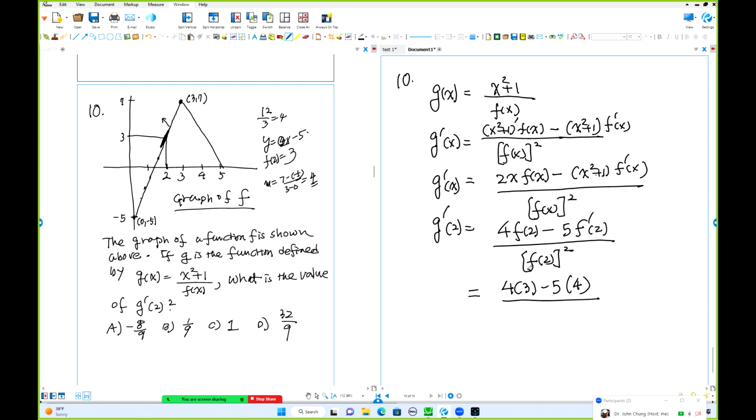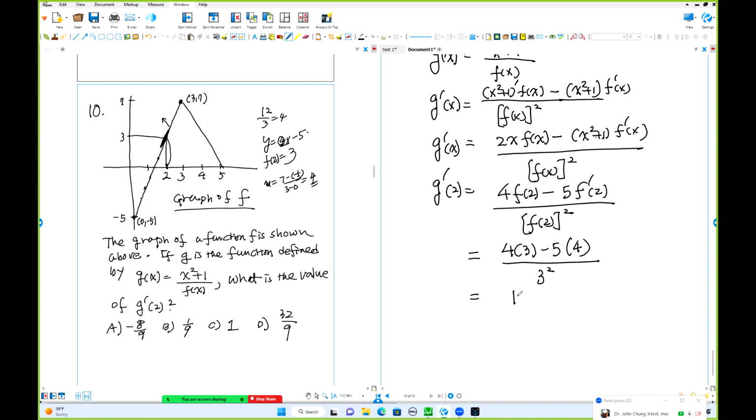And the denominator, f over 2, is still 3, right? F over 2 is still 3, and squared. That's the answer, okay? So 4 times 3 is what? 12 minus 20 over 9.